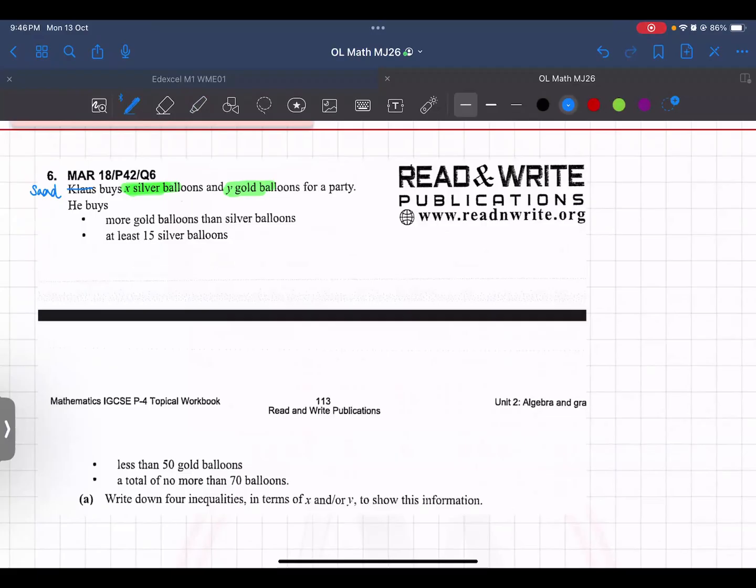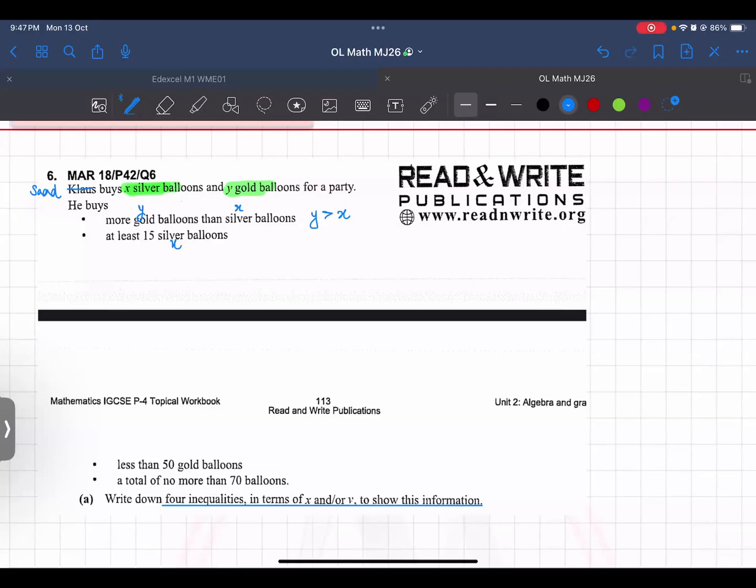So this means you have to form the inequalities. Write down 4 inequalities in terms of x or y to show the information. So more gold than silver. Gold is y, silver is x. So y is more than x, y is greater than x. At least 15 silver. Silver is x.